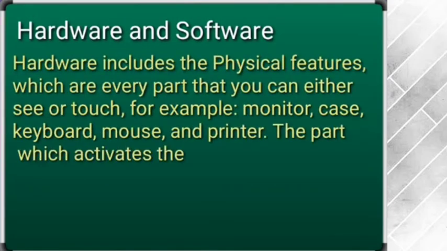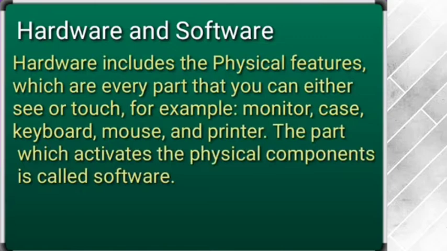Moving forward to the next topic, we will discuss hardware and software, which are the parts of the computer. Hardware are the physical tangible components of the computer which you can see and touch, like monitor, keyboard, mouse, printer. Now softwares are the logical parts of the computer which activate the physical part to work. So with the help of software only we can work with the hardware devices of the computer.